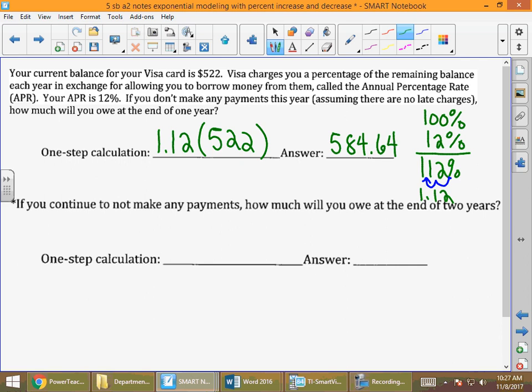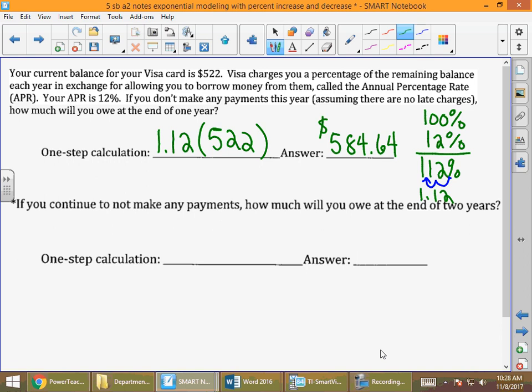And remember, that was assuming no late charges. And the credit card companies will charge you late charges. But now, if you continue to not make any payments, how much will you owe at the end of 2 years? Remember, this number, the $584.64, that's the end of the first year.